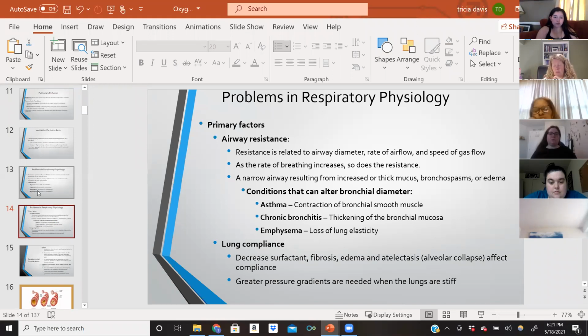So all that fluid weighs down the alveoli, and then they can't pop open. When they pop open, that's when we get that good oxygen in. But in atelectasis, they collapse. So when we tell them to do their incentive spirometer, we're helping to keep that from occurring. So those issues are going to affect lung compliance. And then when our lungs are stiff, we are going to require a greater pressure gradient because there's no give, because they're so stiff.